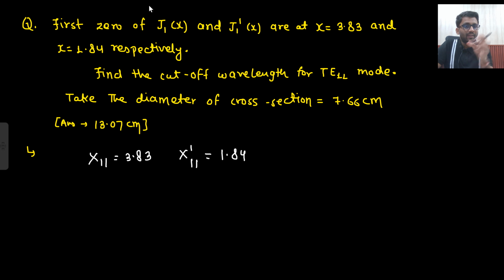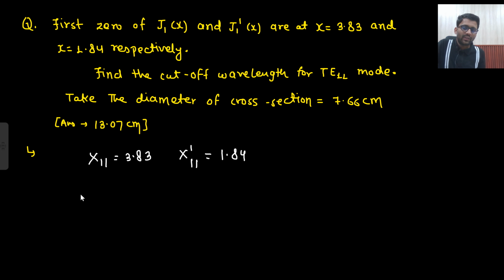They can frame the question in terms of language. It's not necessary that they will write down that x and p is equal to 3.83 where n is equal to 1, p is equal to 1. So in this kind of language also they can write. So you should have the ability of understanding what is given. This is given, right? Cutoff wavelength you need to find for TE11 mode. Actually for TE11 mode we directly remember the formula, but let's use these values.